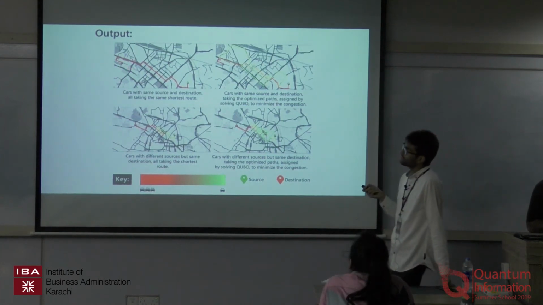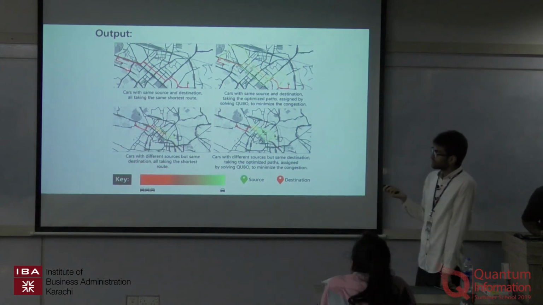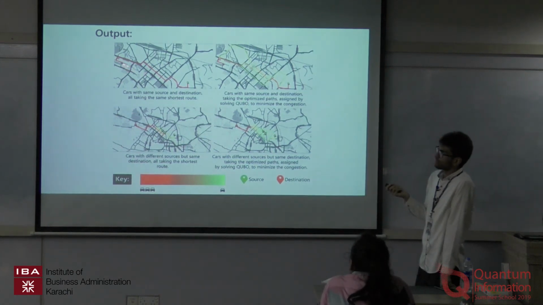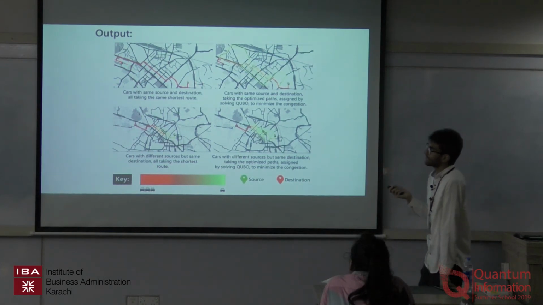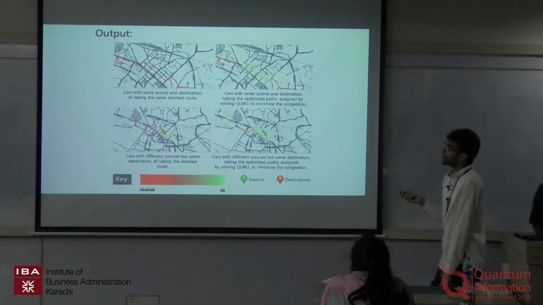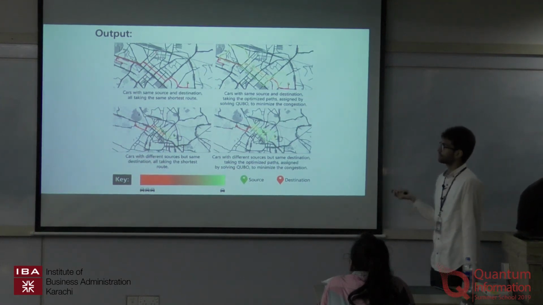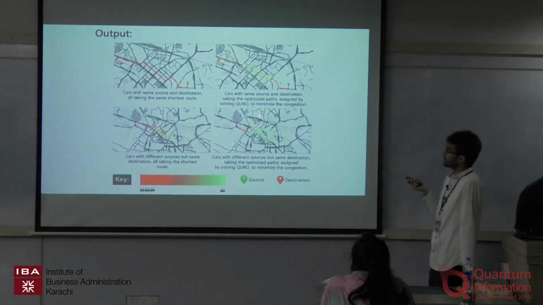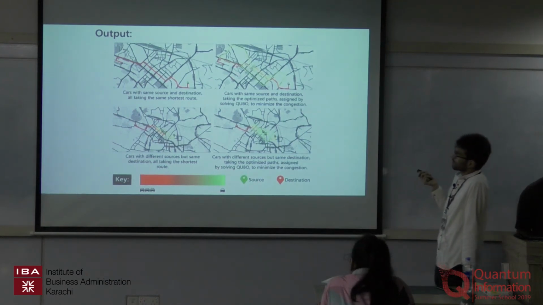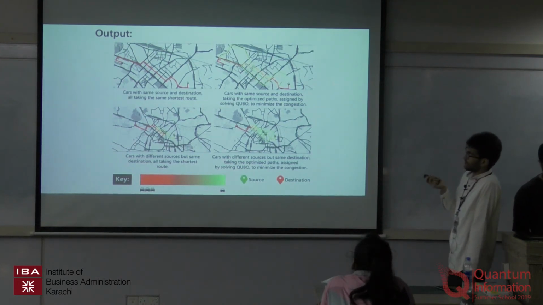So over here, you can see that if every driver tries to take the shortest path, so let's just say that we have some number of cars that are over here and they want to come to this point. If every driver blindly takes the shortest path, you can have a lot of congestion on this road. But if this program gives the routes to those drivers, you can see that the traffic can get spread out. So there is a lot less congestion. So this is the comparison.